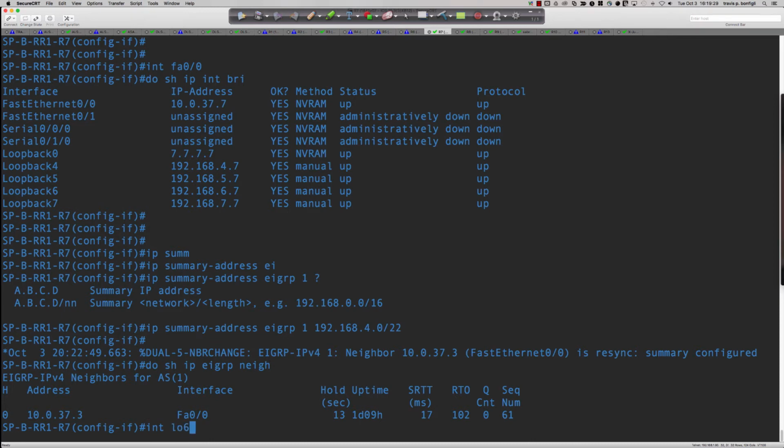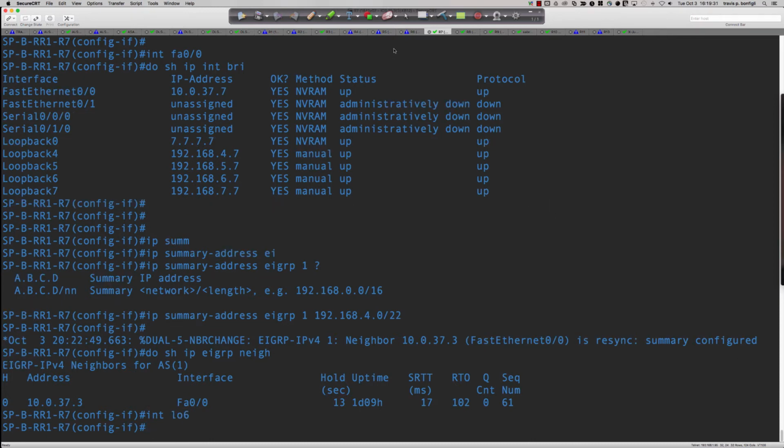I'll take loopback 6 down, right? And I'll even do this. Actually, I won't do it on, I was going to ping and you'll see that the ping dies, but it's more important that we see the output of the debug right now. So I'm going to shut that interface down.